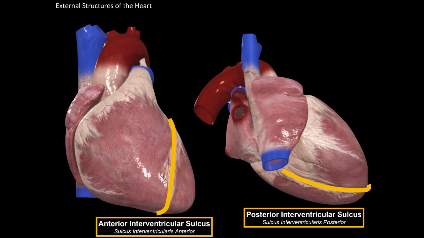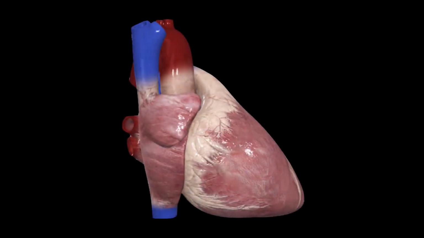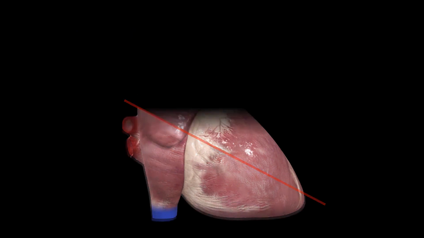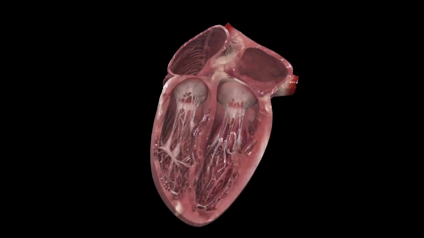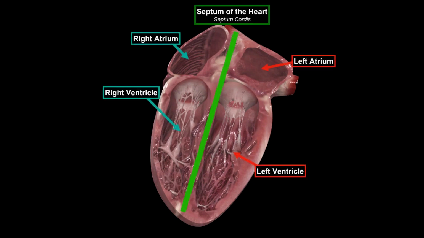Now, let's take the heart and give it a good slice and then remove the upper half and look at it from this perspective. You will see this wall called the septum of the heart, separating the right side of the heart from the left side of the heart. It's crucial to have this wall because remember, the right side of the heart contains blood without oxygen, while the left side of the heart contains blood with oxygen. And you really don't want to mix those up, so it's good to have this wall.